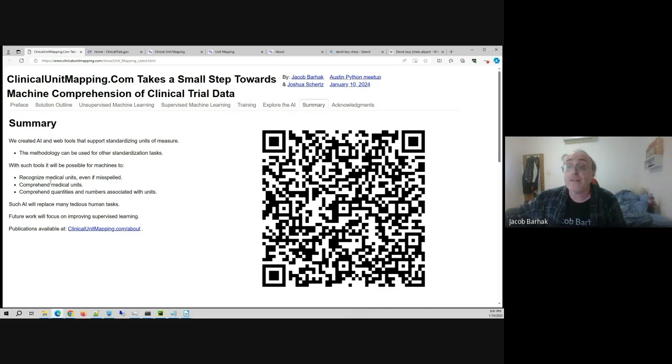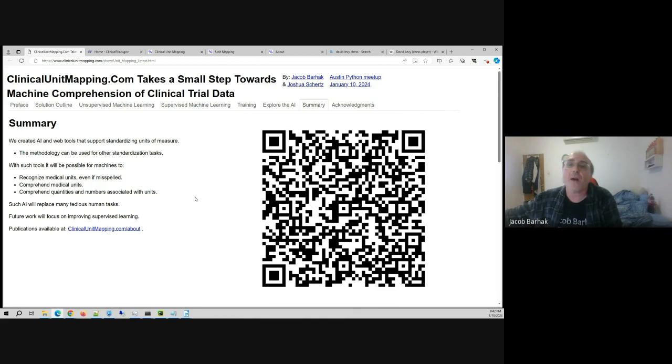It will recognize medical units, even if misspelled. In the future, it will comprehend medical units because it knows, if you misspell things, that this is this unit, since it has all the data. And in the future, I want to be able to comprehend quantities and numbers associated with the unit. Basically, it's something like a translation or conversion engine, but much more powerful because it's aimed at clinical data, which is much tougher than other conversions that you see. But you can apply the same technology to other fields.